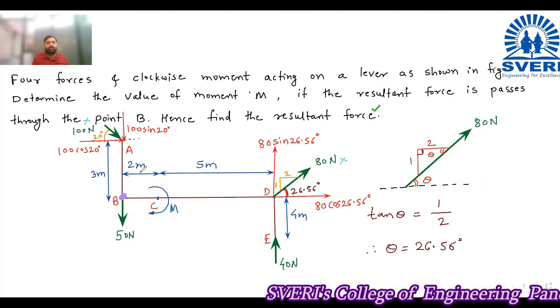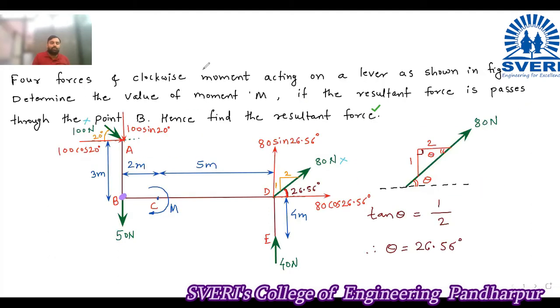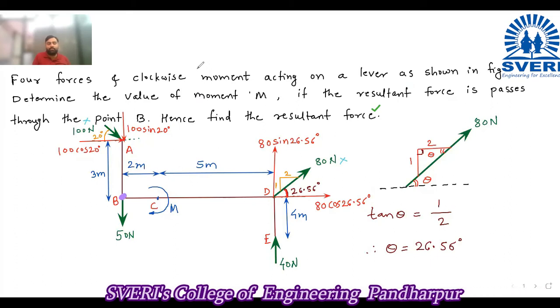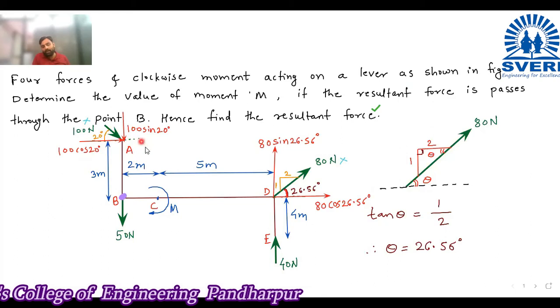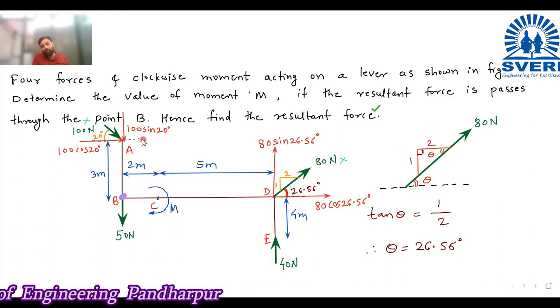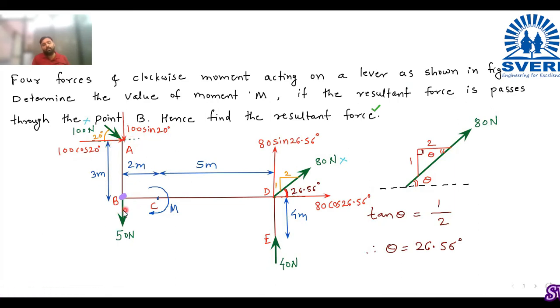Is it positive or negative? Tell me quickly. Positive? Okay. How is it positive? It is moving towards the right. Pull it forward a bit and rotate it about B. So it is in clockwise direction. So this is plus.